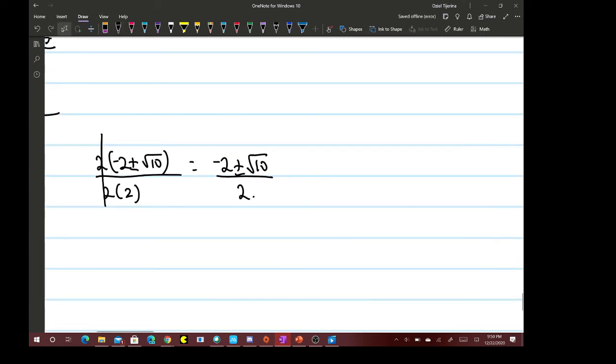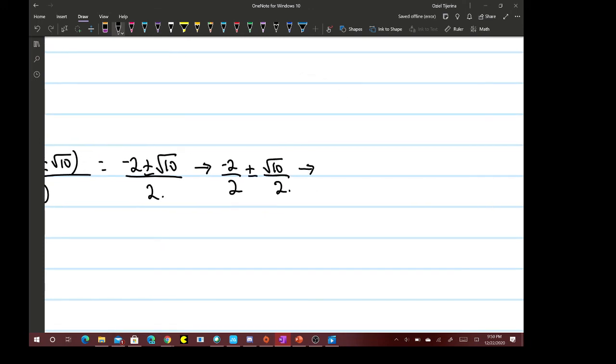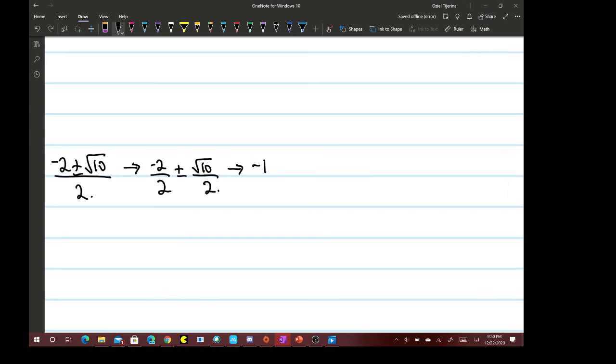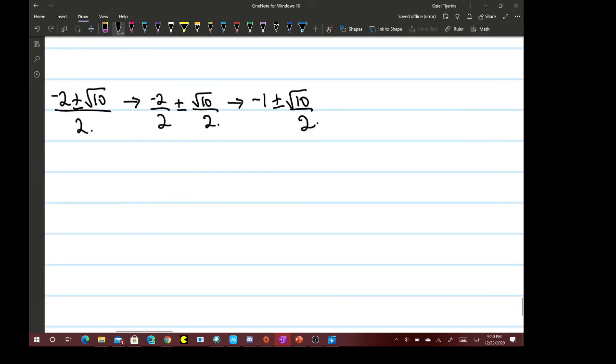And this gives you negative 2 over 2 plus or minus the square root of 10 over 2, which is then going to equal negative 1 plus or minus the square root of 10 over 2. And so you can say this is negative 1 plus the square root of 10 over 2 and negative 1 minus the square root of 10 over 2. So those are your answers.